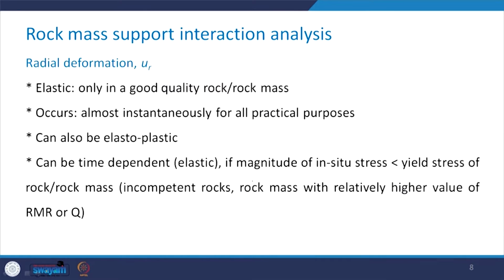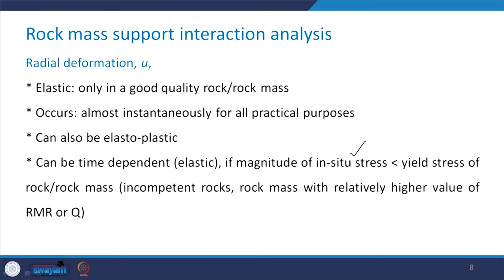This radial deformation will be elastic only in a good quality rock or rock mass. It occurs almost instantaneously for all practical purposes. Depending upon the behavior of the rock mass and the support system, it can also be elastoplastic. It can be elastic but time dependent if the magnitude of in situ stress is less than the yield stress of rock or rock mass.